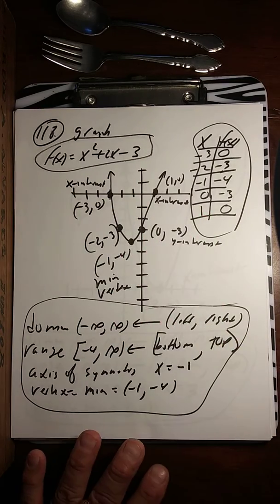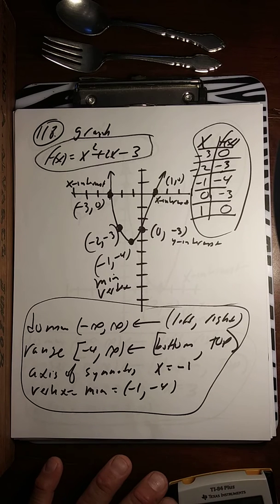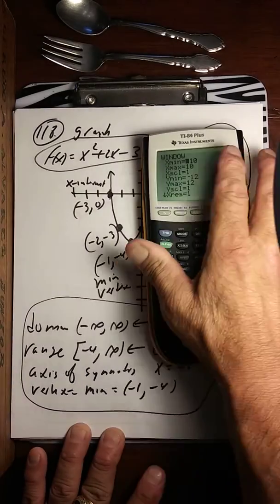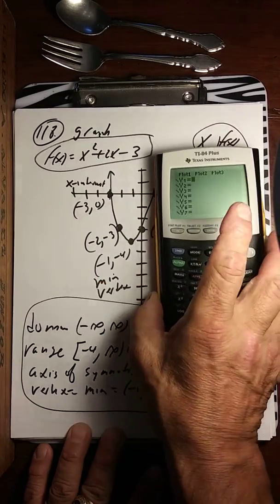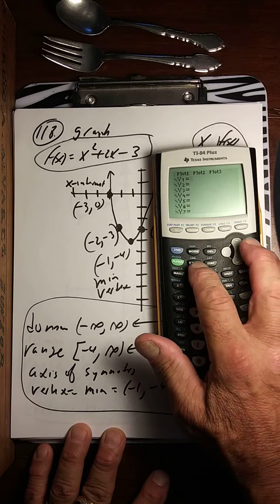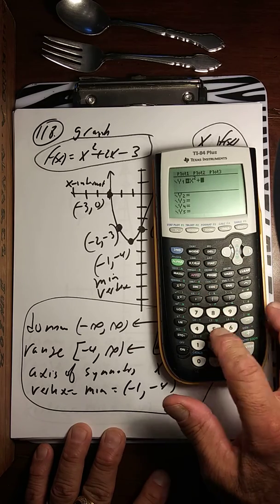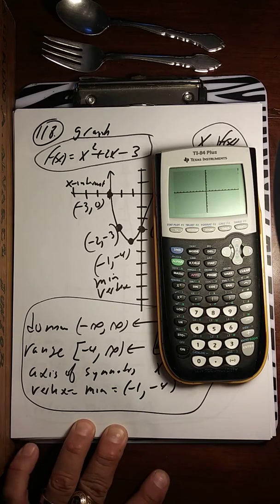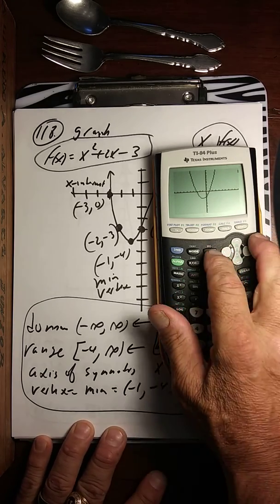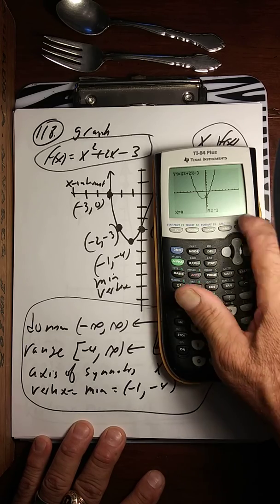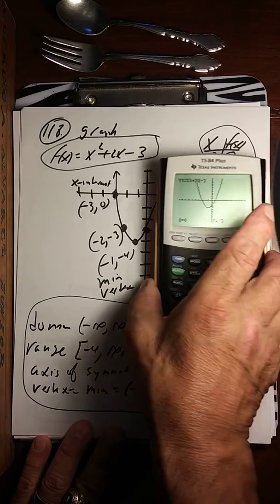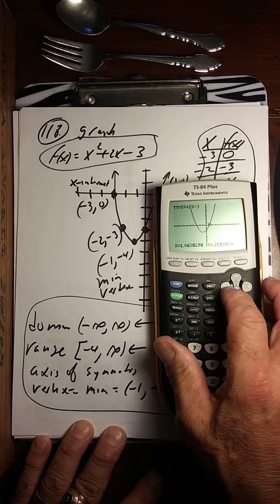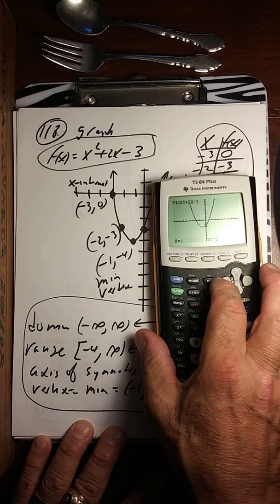Graph this. Same thing, just put it in a calculator. Okay, so let's do Windows first. That's okay. Y is going to be x² plus 2x minus 3. Hit graph. There it is. Hit trace. 0, -3. Yep, there's some points right there. There's another right there, 1, 0. So anyway, there's points right there you can look at if you want.